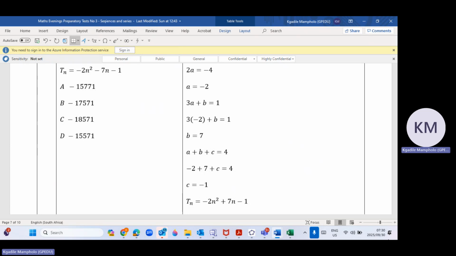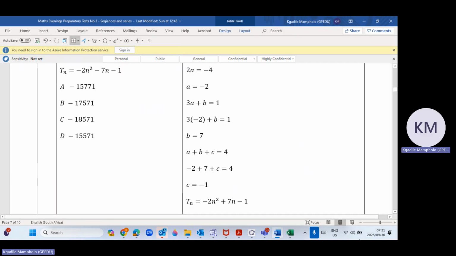Learners, in most cases, after you find the Tn, check whether it satisfies the original sequence. Let n be 1, substitute it there. Check whether the answer is the same as the first term of the quadratic. For the second term, let n be 2. Check whether the answer is the same as the second term. You can just use the first two to check, or the first three to check. But remember, when you check, you don't have to write that on your answer sheet.